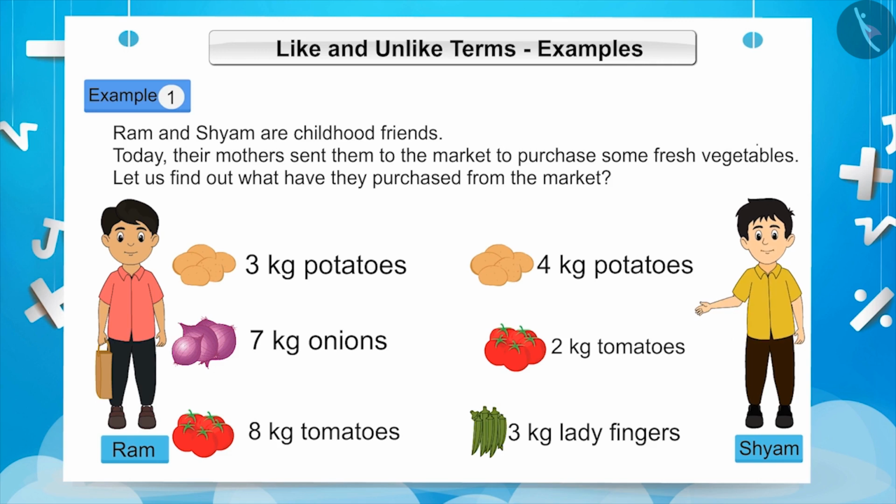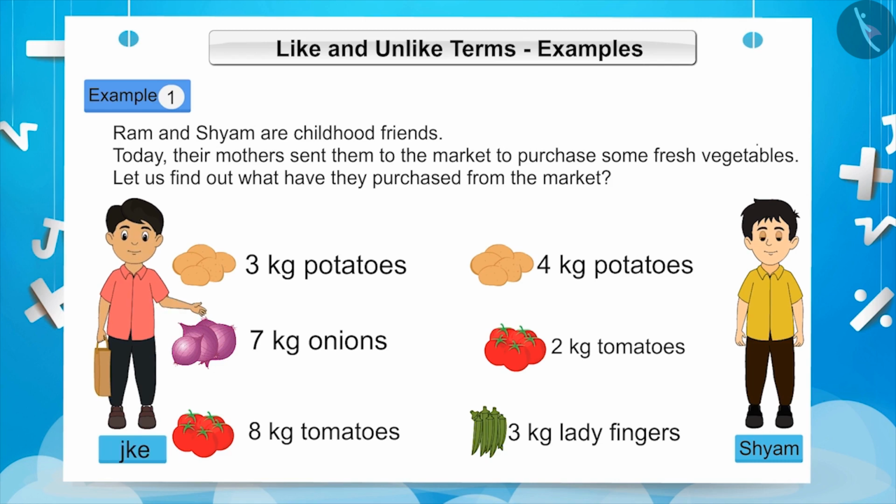Oh no, Ram, I forgot to bring a bag with me. There are so many articles. Where do I keep them? Said Shyam in a worried tone to Ram. Ram replied, "You can keep your vegetables in my bag."